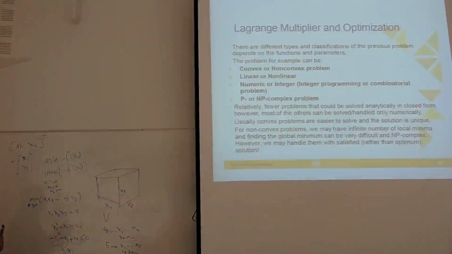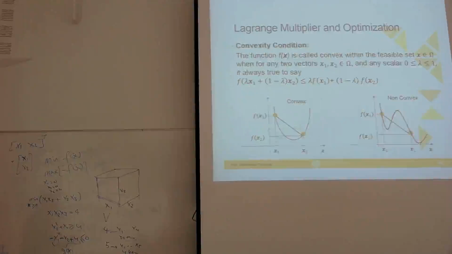So this is called an NP problem, a non-polynomial complex problem, which is very well known. For example, the chess game is an NP problem. Okay, what is the meaning of convexity? Convex problems are the simplest optimization problems that we can solve, because usually they have one stationary point, at least within the range or the feasible set that we are looking at. We have only one optimum point, either minimum or maximum.